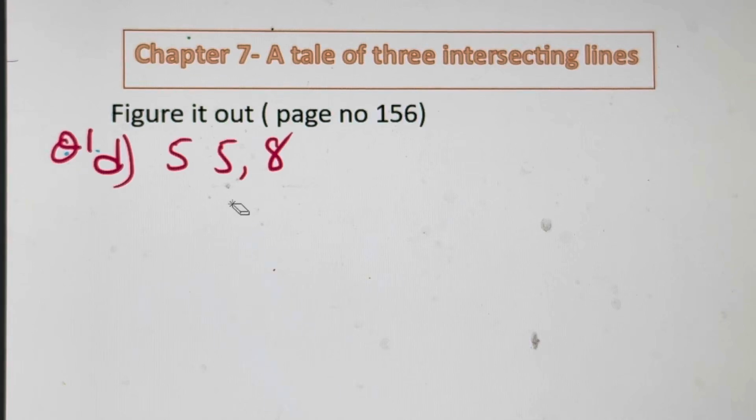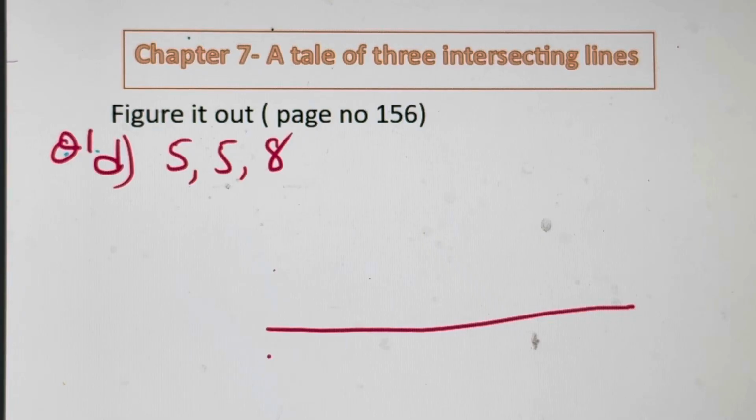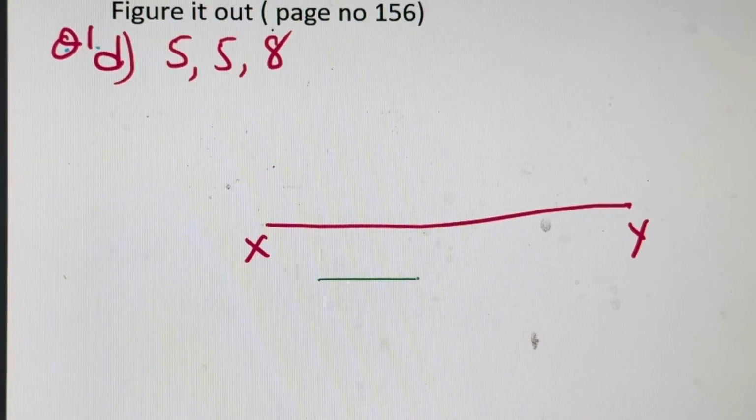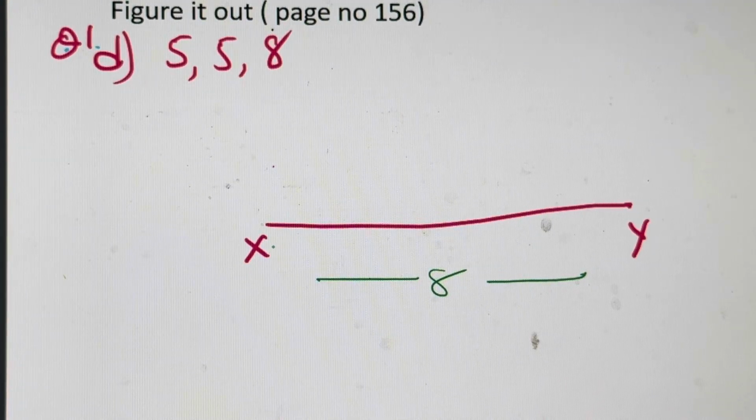Question number 1D, the side lengths are 5, 5 and 8 centimeters, so we take 8 as the baseline, so we name the endpoints as X and Y, right? You can give again any names you want. So this length is 8 centimeter. Right, now we take X as a center and 5 as a radius. So taking this as a center and 5 as a radius, you can form a circle somewhere here because it is little more than half.